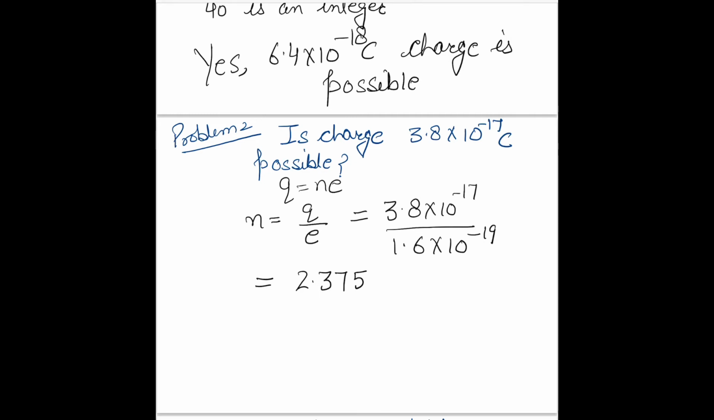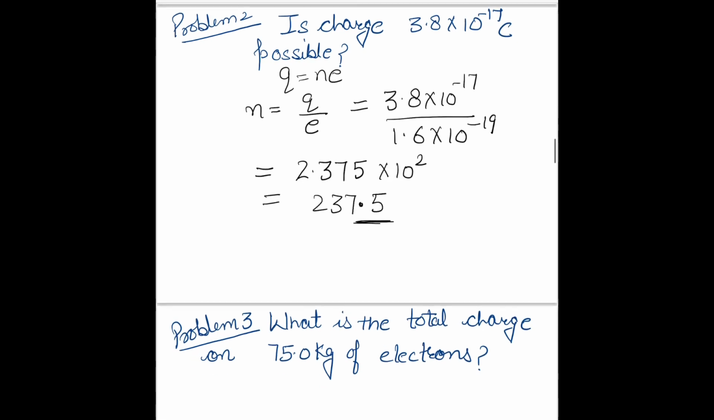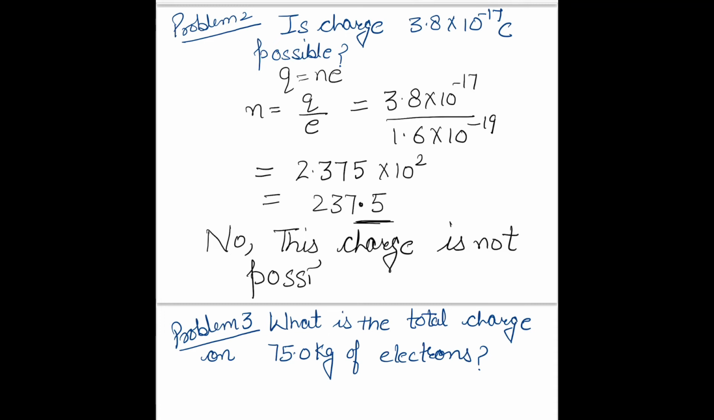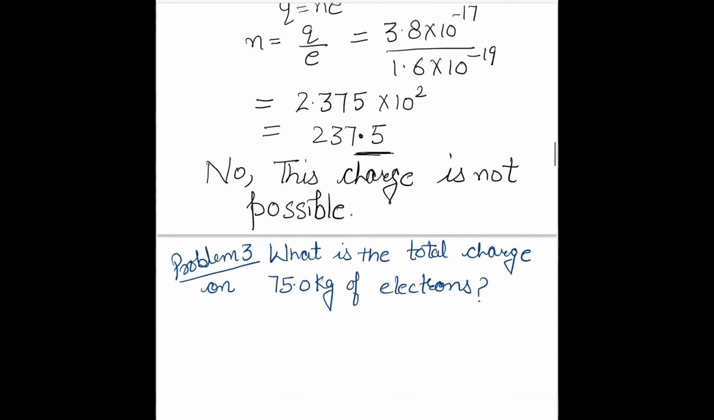By doing the calculation, we have N equal to something into 10 raised to the power 2. So this will be about 237.5. This 0.5 has created a trouble. So this is not an integer, it's a decimal value, right? So no, this charge is not possible. The provided value of charge in the question is not possible, right?